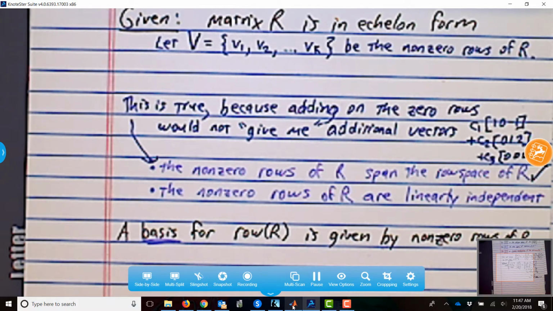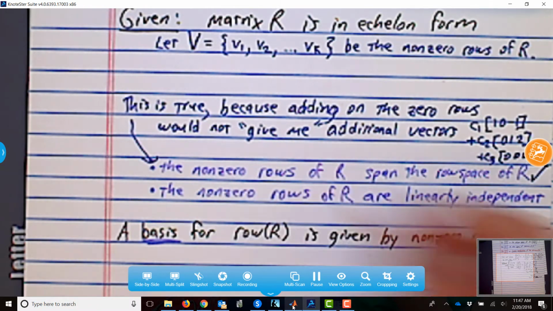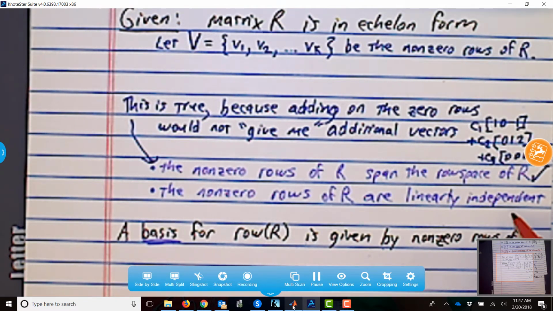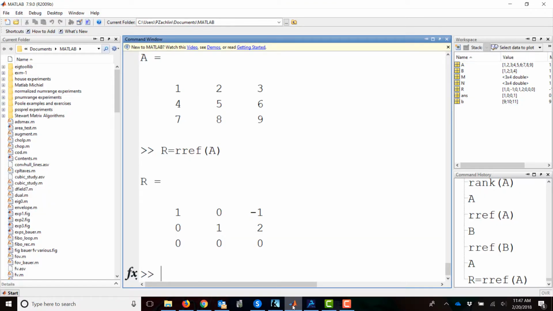Now, what about the second one? Do we know that the non-zero rows of R are linearly independent? Well, yeah. How do I know that? Because normally, how do you check to see if rows are independent? You put the matrix into what? Row echelon form, right? Like if I go back to here, is matrix A, are the rows of A linearly independent or dependent? For matrix A, they're dependent. But for matrix R, guess what? They're independent, right?